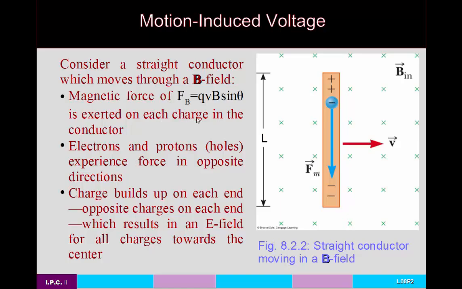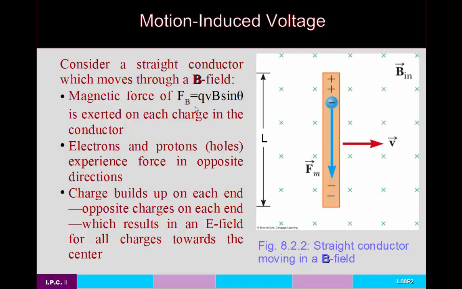The magnetic force acting on a given charge within the conductor, a given charge carrier, is given by this equation. Force equals charge of the carrier times the speed at which this conductor is moving times the magnetic field strength times the sine of the angle between the velocity vector and the magnetic field vector. This is basically just QV cross B, where V in this case is given by the motion of the conductor itself because the charge is within the conductor and therefore is moving with the conductor.